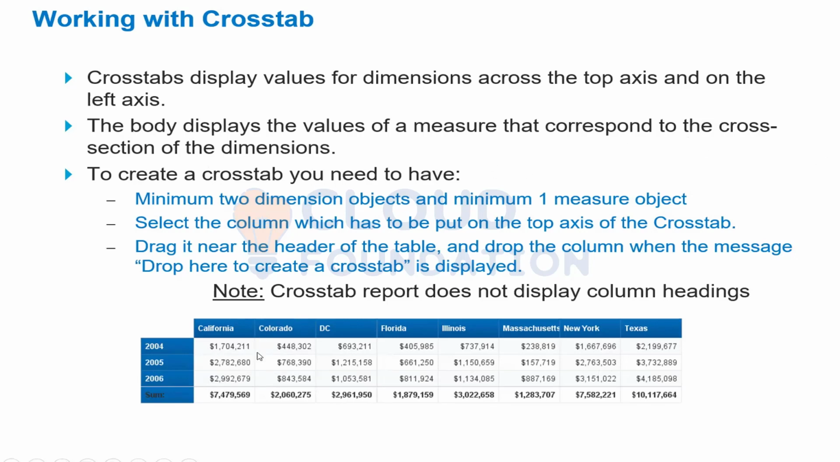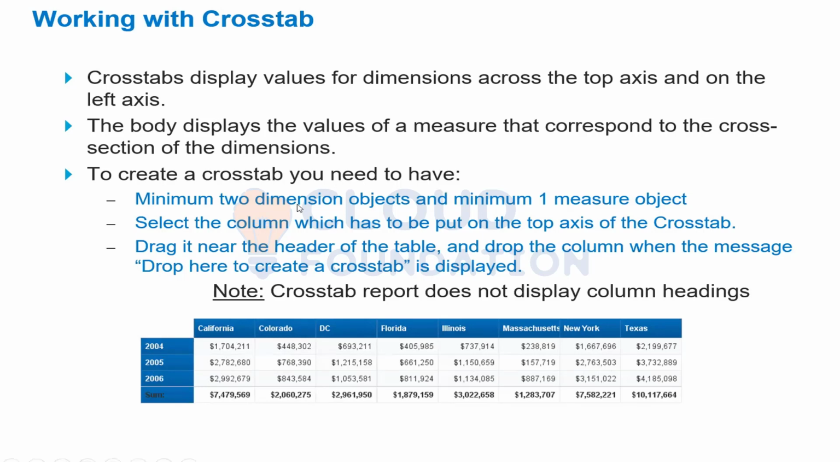So if you see here, some number is there, right? 1704211. This number is representing these two cross sections. It is not just for California data. It is California data for the year 2004. So this kind of representation is possible using crosstabs.